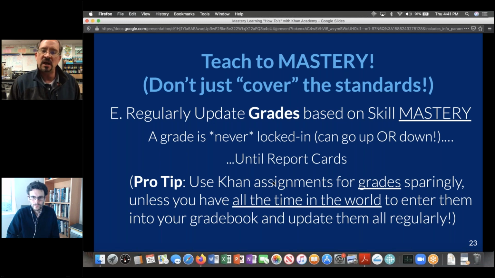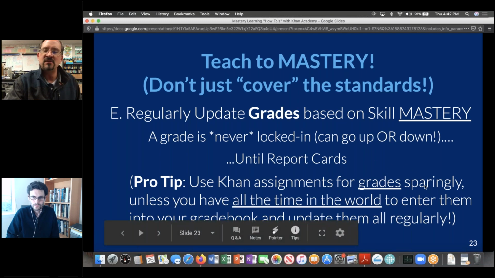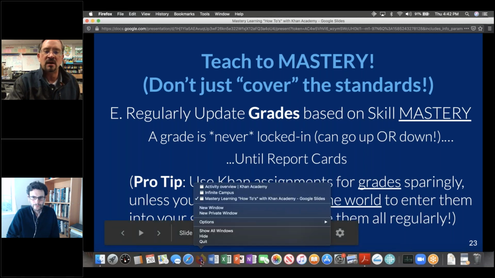And also if I just want to get a pulse on how well they're learning as a class and what specific kinds of questions I need to reteach, but I don't use assignments for grades barely ever. Instead, let me show you my assignment book.